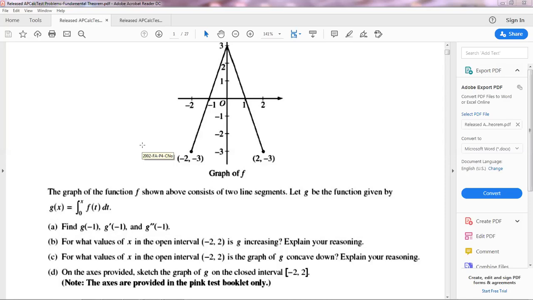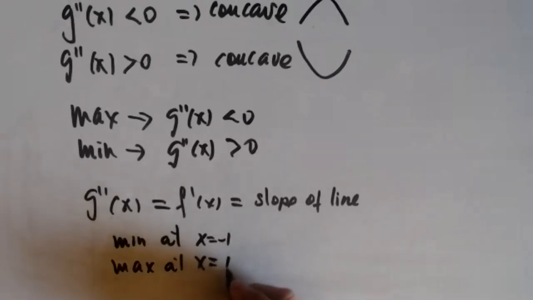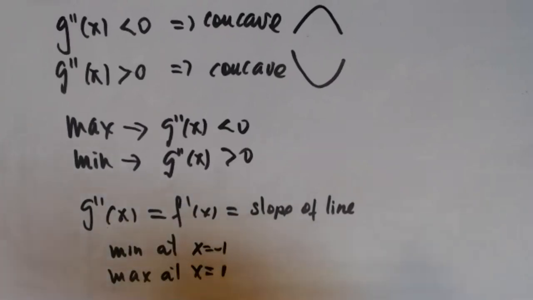Let me just put the board back. So you have this one, right? So you have a min at negative one, and then you have a max at positive one. So what is concave up? Concave up is the min. Yeah, concave up is the min. So that is going to be, let me see, the fundamental theorem. So this is where it's concave down, where you have a max. So it's at positive one, right?